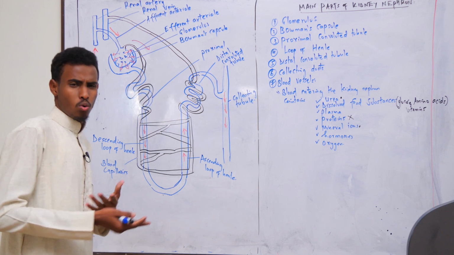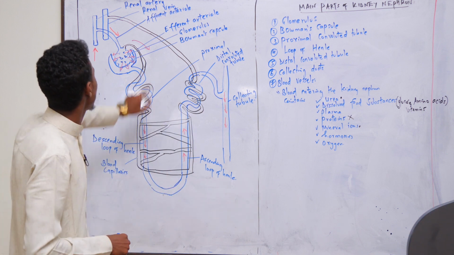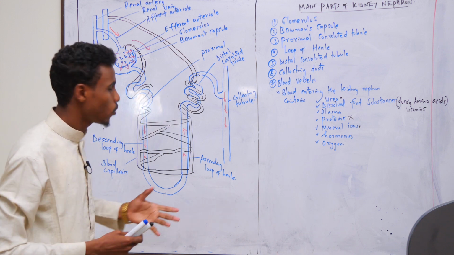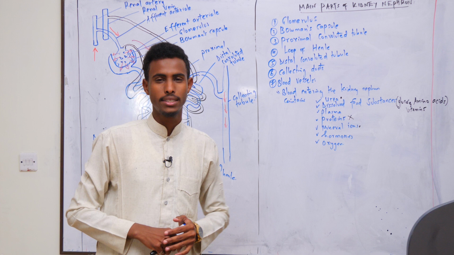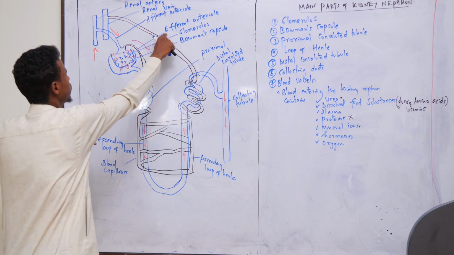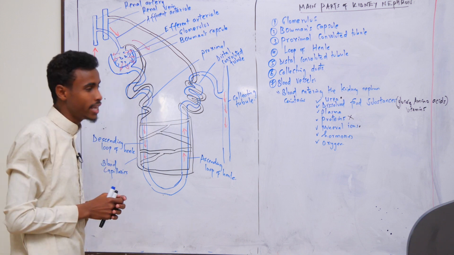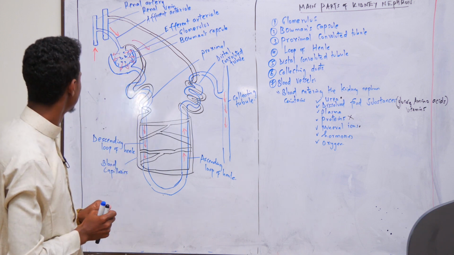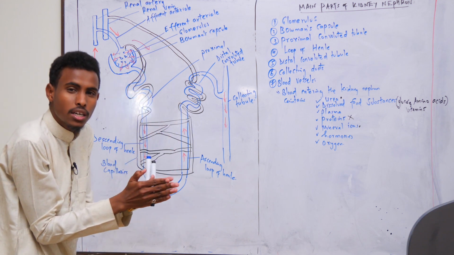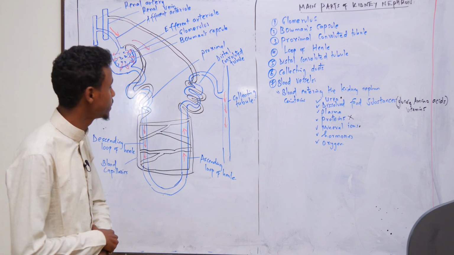Again, the renal artery further branches into the afferent arteriole and the efferent arteriole. Now, what is the relationship between these two arterioles? The afferent arteriole is wider than the efferent arteriole. I tried to demonstrate it like this, where I made this one very narrow and this one a little bit wider in comparison. Good. So the efferent arteriole is narrower as compared to the afferent arteriole.